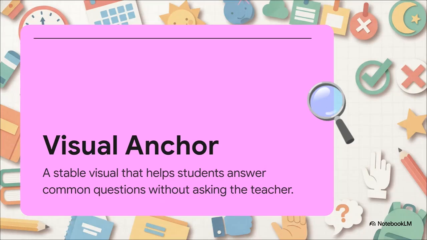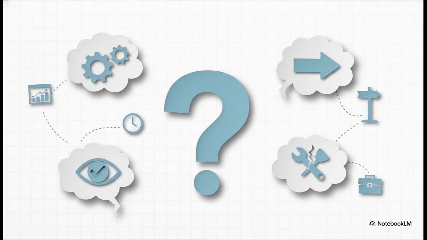So if we had to put a pin in it, here's the definition we're working with. A visual anchor is a stable, predictable visual that helps students answer common classroom questions without having to ask you. The key words there are stable and predictable. It's something they can count on day in and day out to get the information they need without needing to interrupt you.